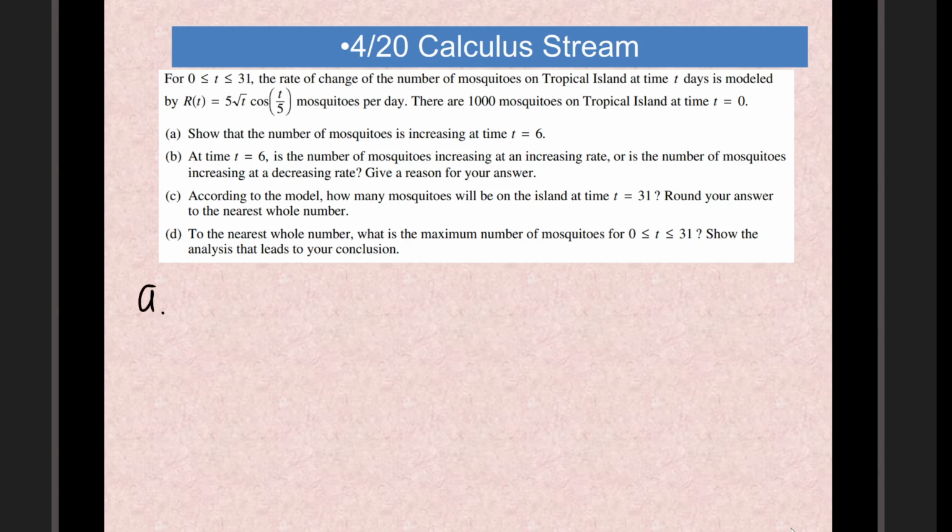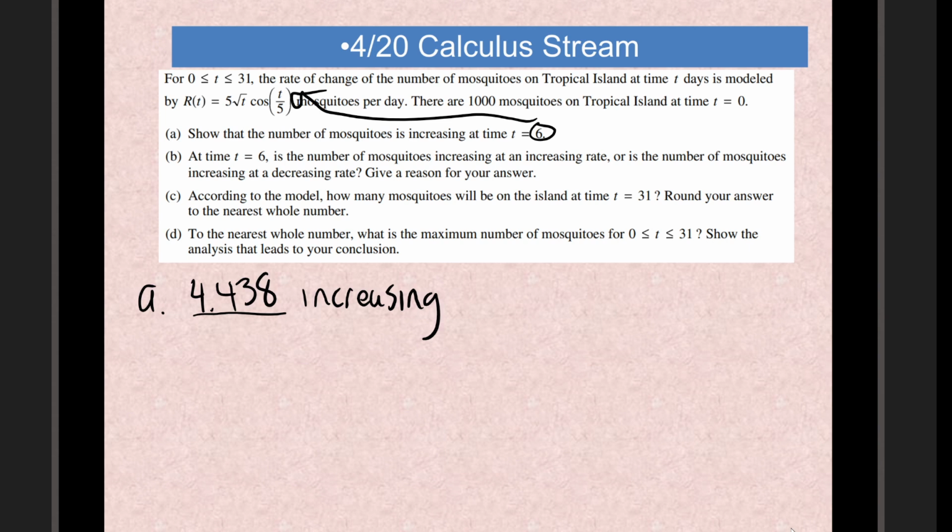For A, all you do is plug in 6 for t in this equation. If you plug in 6 for t in this equation and you're in radians and not in degrees, you should have gotten like 4.438 as your rate. So that means the number of mosquitoes is increasing because that number is positive. If that number was negative, we'd have a decreasing number of mosquitoes. So this is the bad case because increasing mosquitoes is bad. I hate mosquitoes.